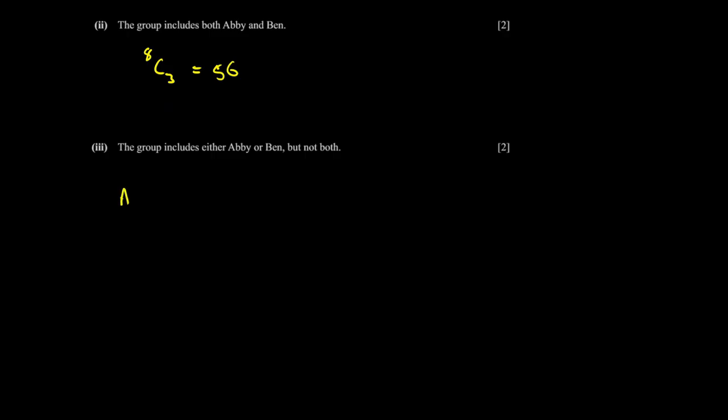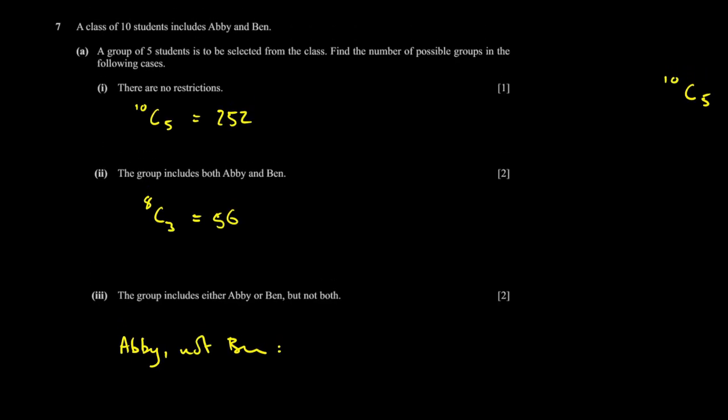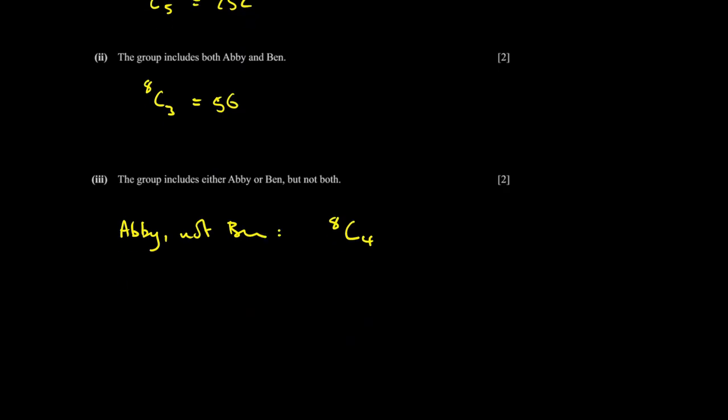Okay, part 3, the group includes either Abby or Ben, but not both. So let's say we had Abby, but not Ben. How many ways could we do that? Well, we've got one student in the group, which is Abby. So we need to select 4 remaining students. How many students can we choose them from? Well, we started with 10. We've already chosen Abby, and we can't have Ben. So actually, we've only got 8 students left to choose from. So that's going to be 8C4, right? We're selecting 4 students out of 8. And the same thing is going to be true with Ben, but not Abby.